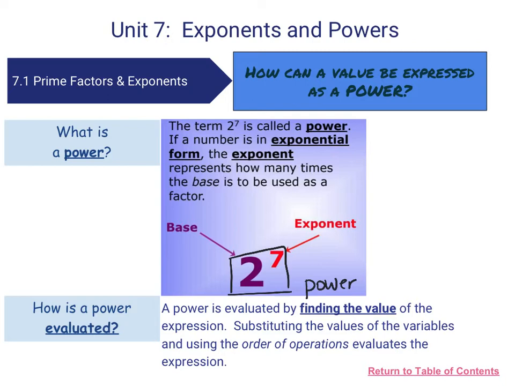So literally, if I was to expand this out, it's the same thing as 2 being multiplied 7 times. 1, 2, 3, 4, 5, 6, 7. Okay, just making sure. So then you would multiply 2 times 2 times 2 times 2 times 2 times 2 times 2, and you'd get your answer. And this is the way we rewrite it in expanded form.